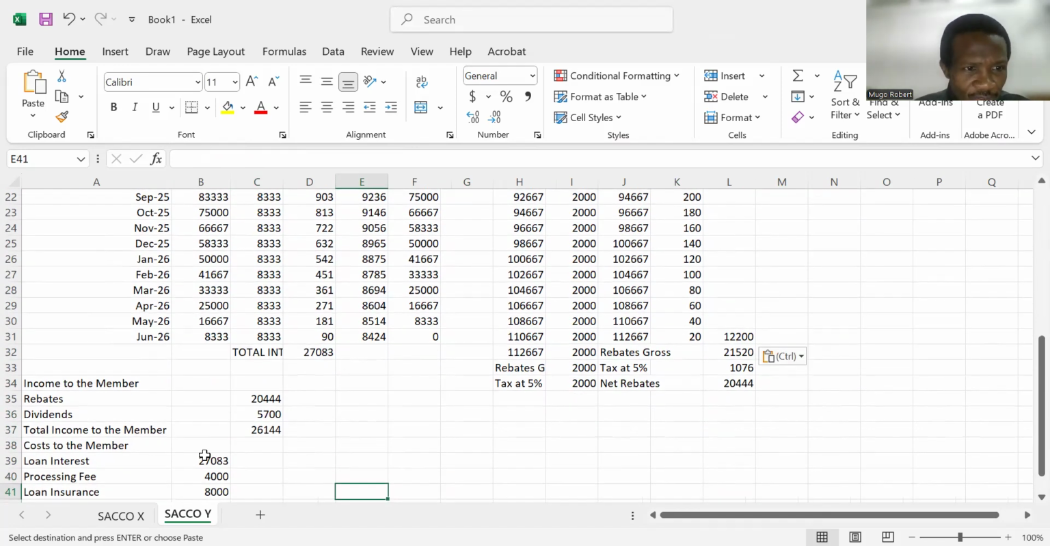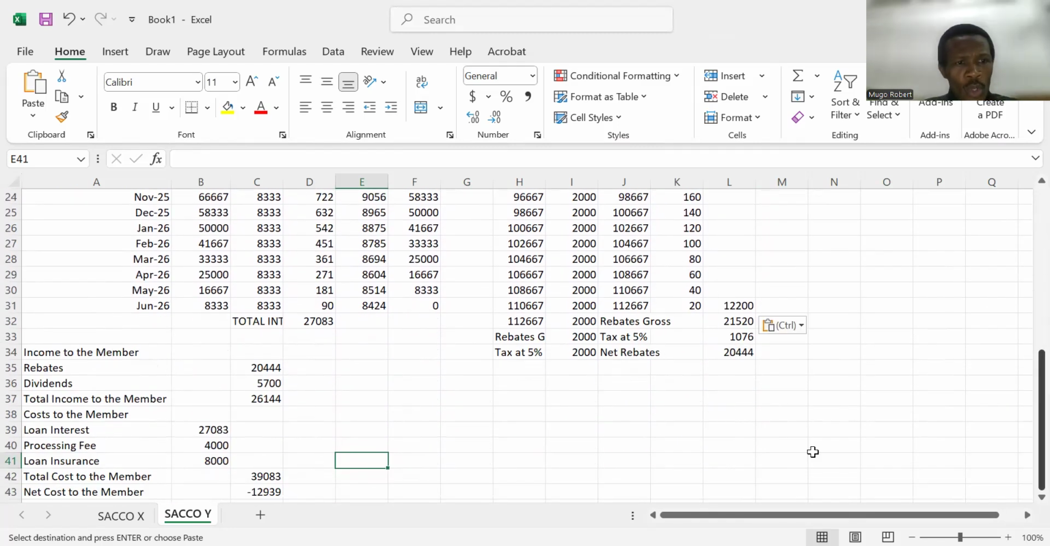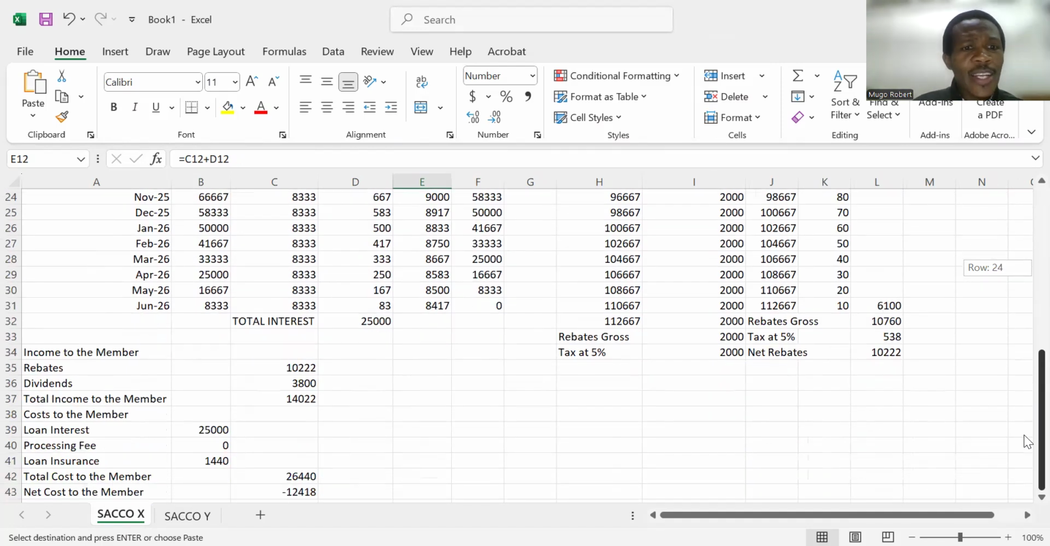The cost to this member, we have the loan interest here, 27,083. Processing fee, we got 4,000. Loan insurance cost, we got 8,000. So the total cost to this member is 39,083 with an income of 26,144. So the net cost to this member is 12,939. This Sacco is paying rebates at 12%, paying dividends at 15%, but charging loan interest at 13% and bringing in loan processing fee and loan insurance costs. The other Sacco X, the net cost is 12,418. So let me stop sharing that.